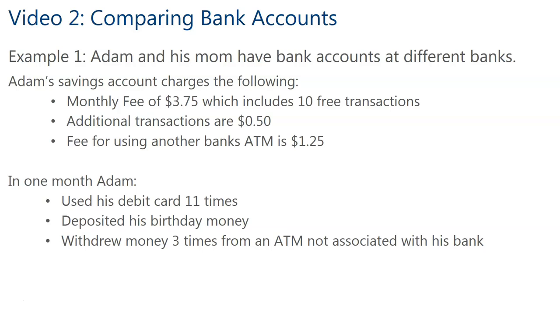Now, one month Adam used his debit card 11 times. He deposited his birthday money and withdrew money 3 times from an ATM not associated with his bank.